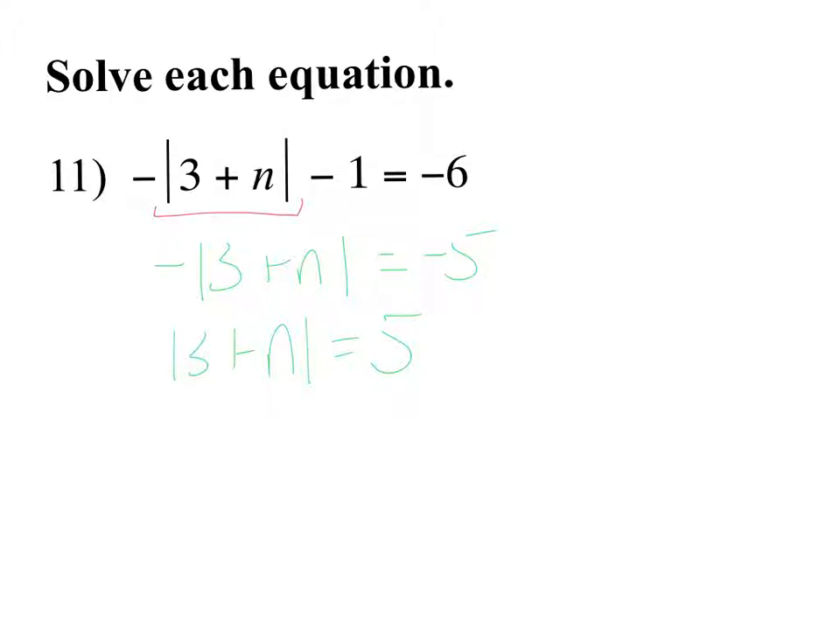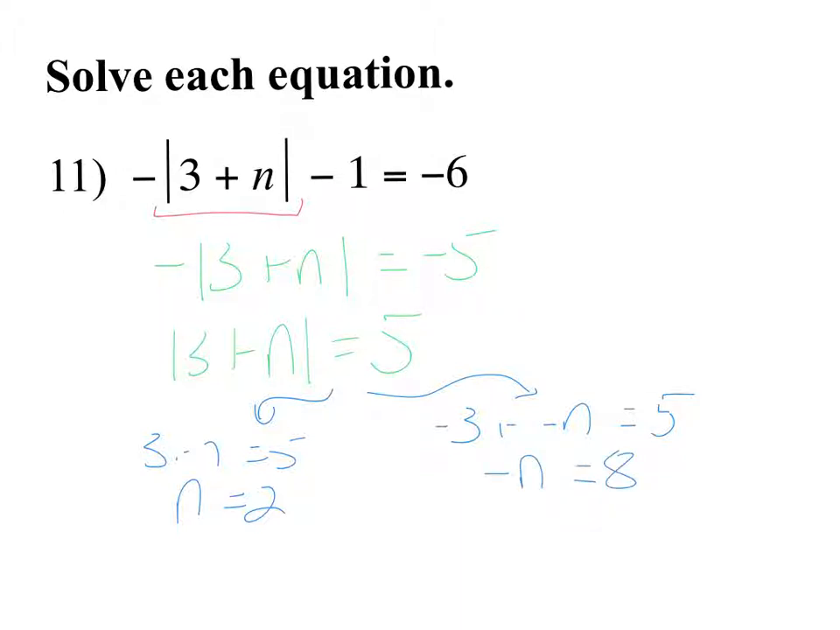And now we can make our two equations. The first is 3 plus n is equal to 5. That makes n is 2. And the second is going to be negative 3 plus negative n, I made both of those negative, is equal to positive 5. So only the stuff inside the absolute value was negative. Add 3 to both sides, and I get negative n is equal to 8, which means that n is equal to negative 8. Just to make sure these are not extraneous, I'm going to plug them back in.